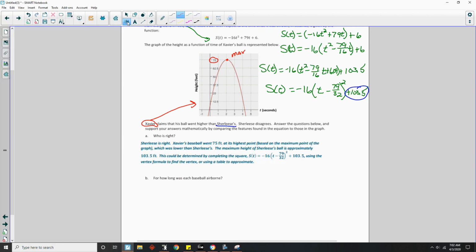So her graph would come down, and her maximum, of course, is way up here. So hers is coming down like so. For how long was each ball airborne? His was airborne a little bit more than 4 seconds, and hers was airborne approximately 5 seconds.